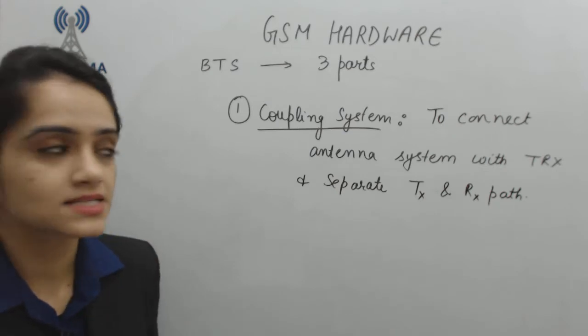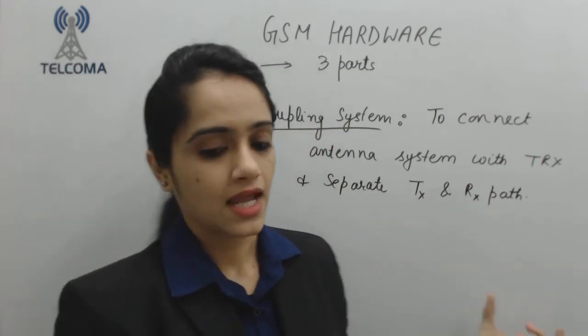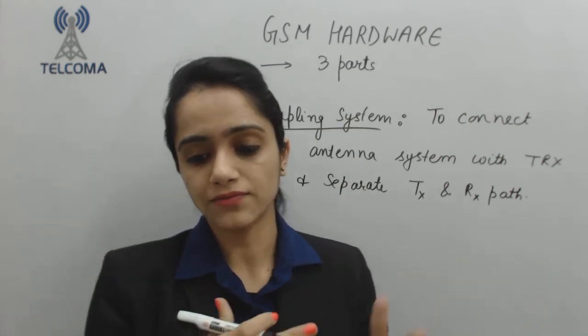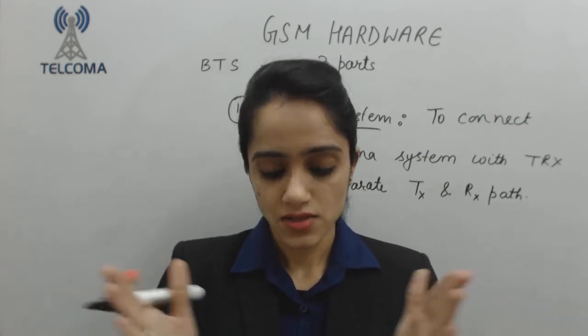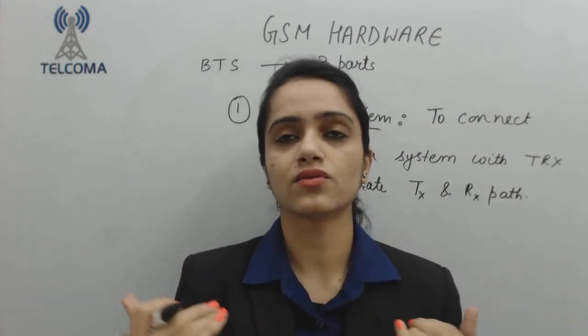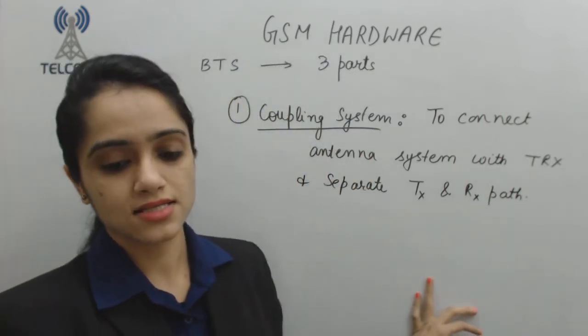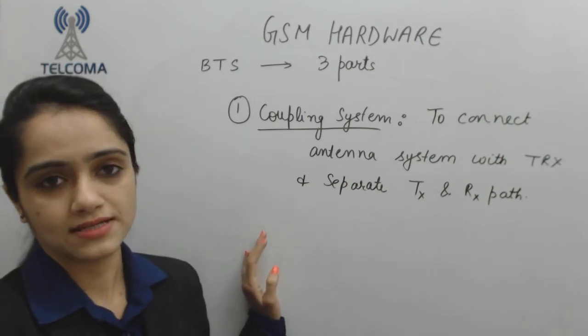So we require the coupling system so that we can connect the antenna system with the TRX cards, and also we can separate both paths, one path for transmission and another path for reception. So for separation of both paths we require a system, and that system is known as the coupling system, the very first unit in the BTS.